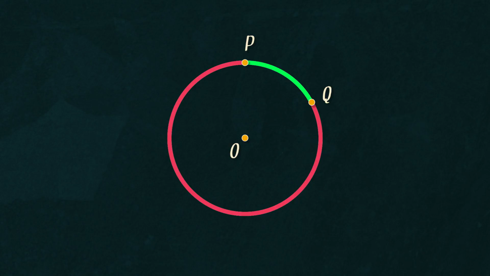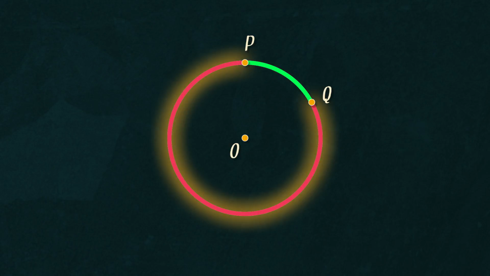Now let's draw the circle with center O. Mark 2 points on the circle as P and Q. Which do you think is arc PQ? Is it this green arc? Or this red arc? Actually, both arcs are arcs PQ. Notice that the green arc PQ is shorter than the red arc PQ.